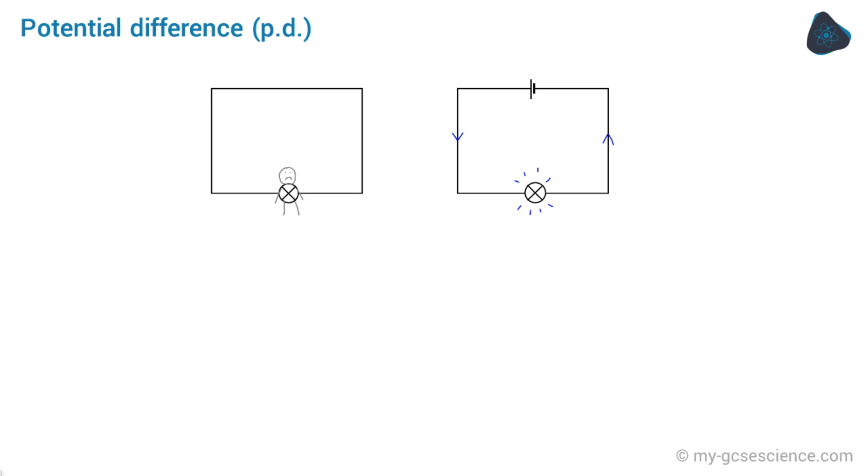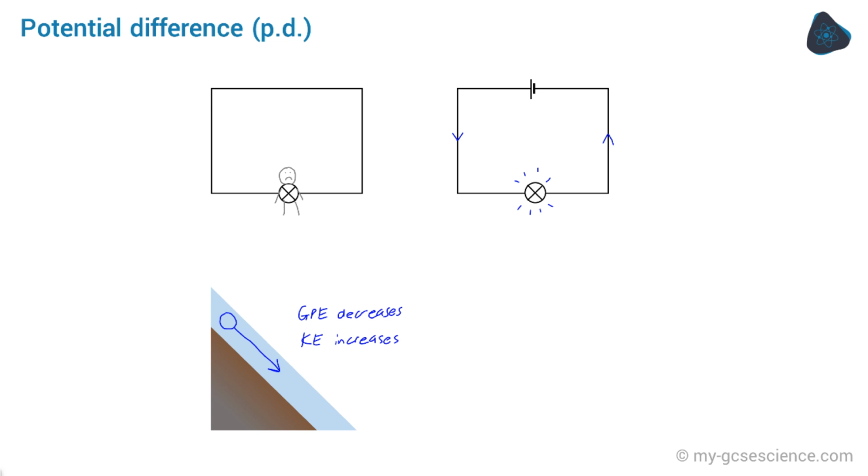To answer that question, let's go back to a river analogy, only this time we're going to be looking at the river side on and not top down. When a water particle is at the top of the river, it has a maximum amount of gravitational potential energy. As it moves downhill, its GPE decreases and its kinetic energy increases. In other words, the change in its potential energy between the top and bottom, or its potential difference, is what caused its kinetic energy to increase.